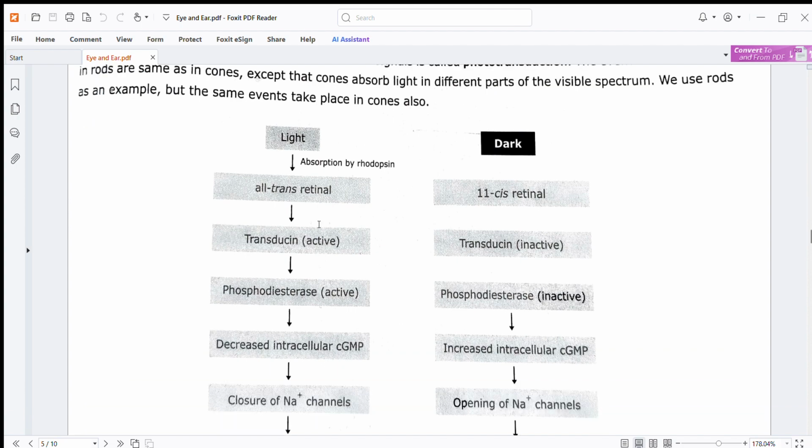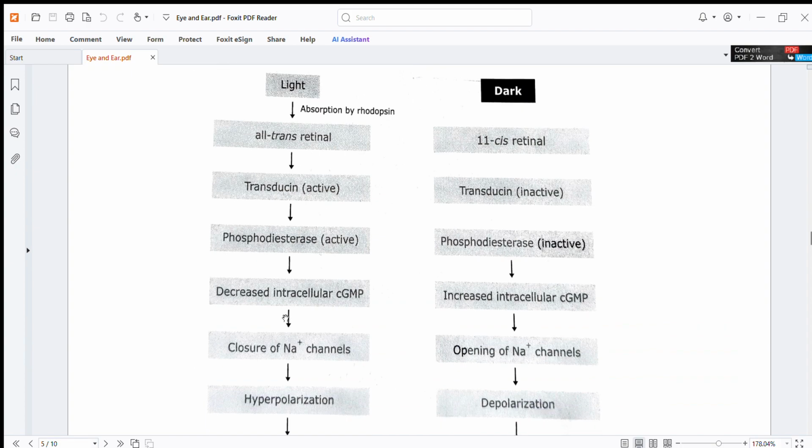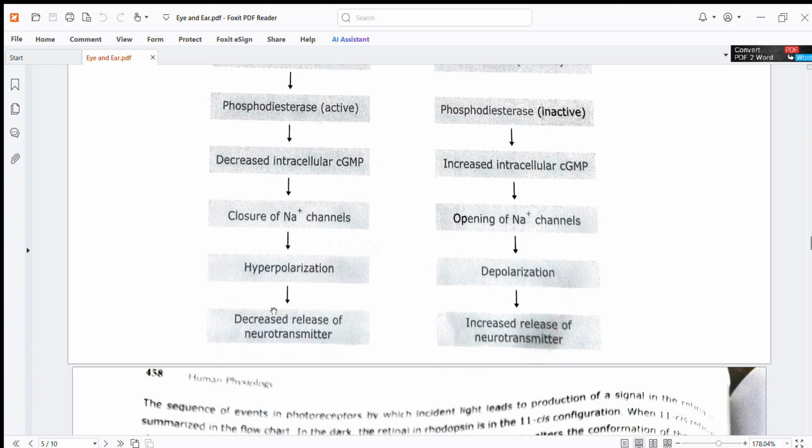Light absorption by the rhodopsin activates all-trans retinal. It activates transducin. Active transducin activates phosphodiesterase. It decreases the intracellular cyclic GMP, which increases GMP. Closure of sodium channels creates hyperpolarization and decreased release of neurotransmitters.